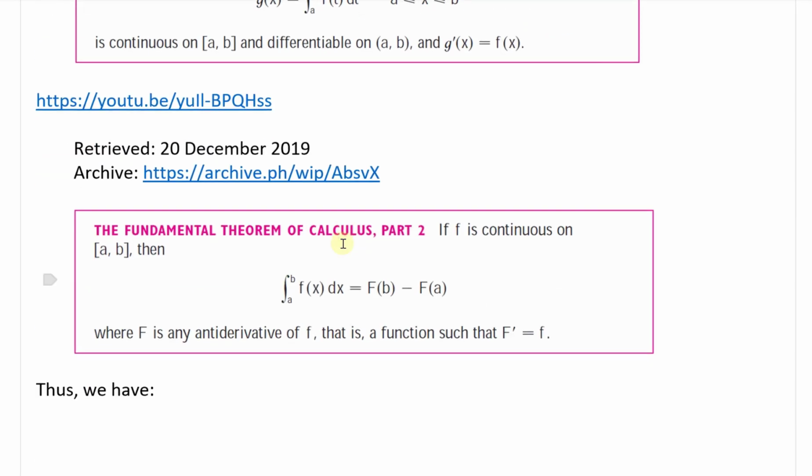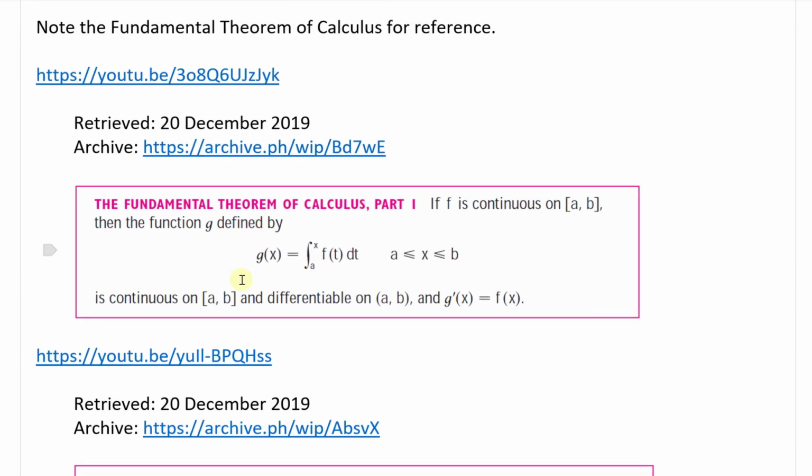Then part 2 of the fundamental theorem of calculus: if f is continuous on a to b, then the integral from a to b of f of x dx equals capital F of b minus capital F of a, where capital F is any antiderivative of f, that is, a function such that capital F prime equals f.